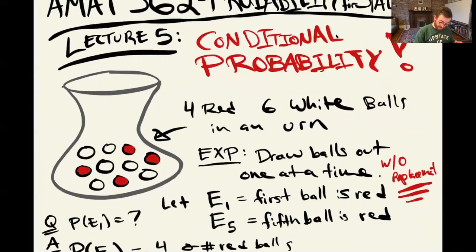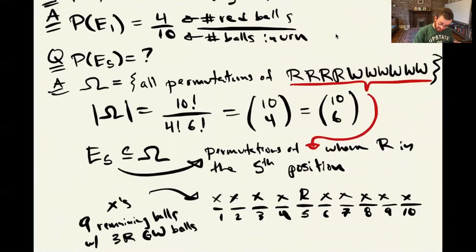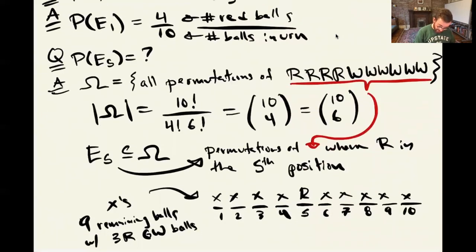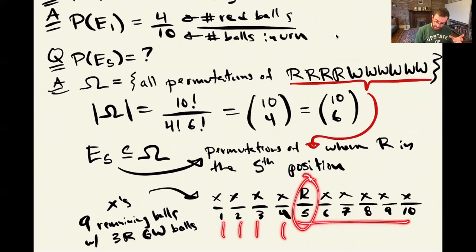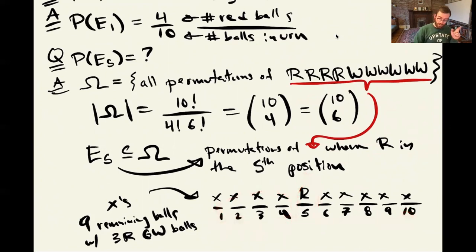Let's see if I did that calculation correctly. Yeah, so here I am. I've already taken away 4 balls. I'm about to take my 5th ball. That means there are 6 remaining. But in what percent of those balls is the red one? Well, we don't know, because we don't know what's happened back here.